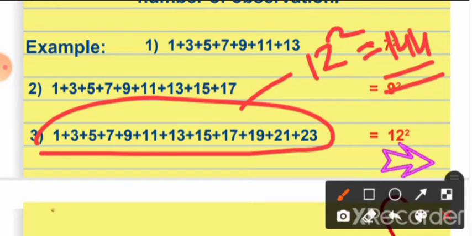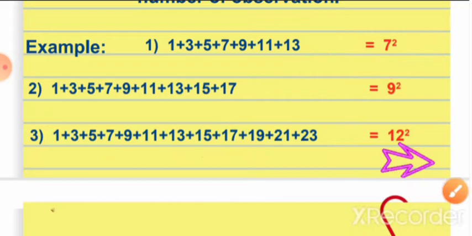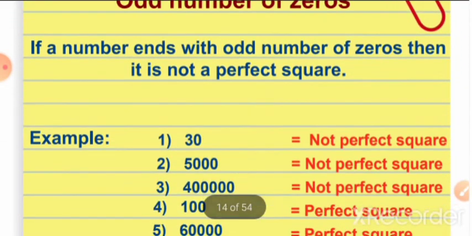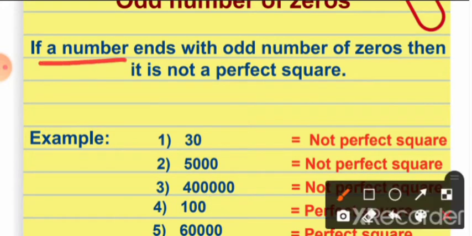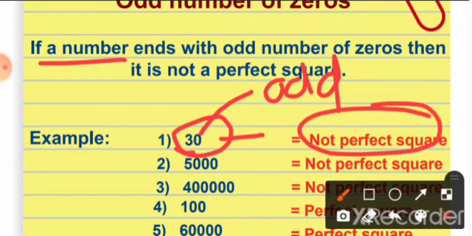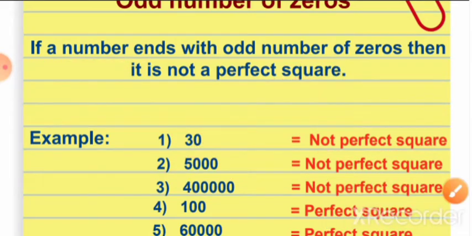It's one rule for squares and square roots. Now the next rule is about odd number of zeros. If the number of zeros is odd, it will not be a perfect square. But if the number of zeros is even, it will be a perfect square number. Like 30: the number of zeros is 1, which is odd, so it is not a perfect square. But if the number of zeros is 3, it is also odd, so it is not a perfect square.